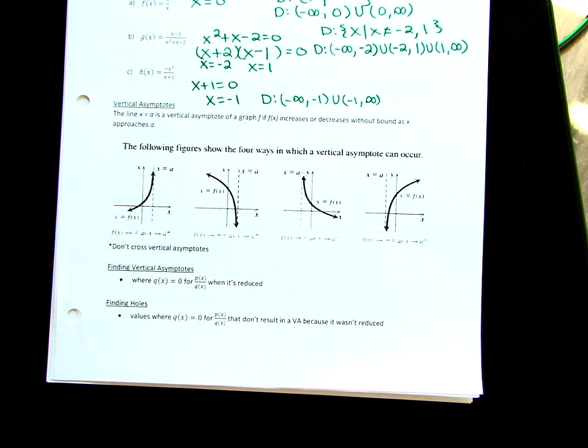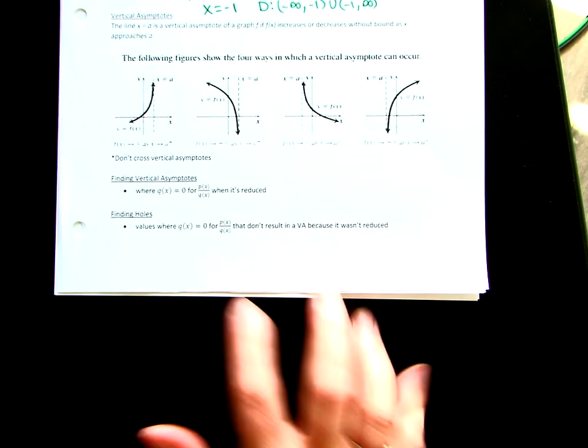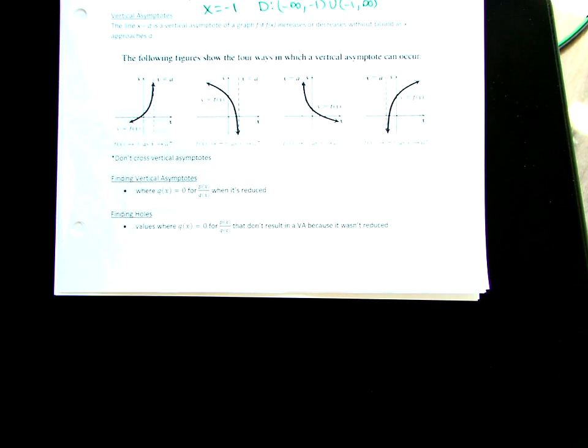The important thing is finding the vertical asymptotes. And that's what the bottom notes tell us. Vertical asymptotes happen where q of x equals 0. So that's our denominator. So the nice thing is if we have to find our domain, we're already playing around with this and we're already finding these trouble spots, which actually end up being our vertical asymptotes.